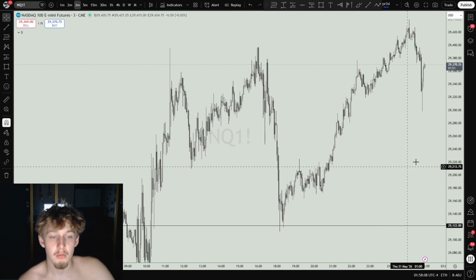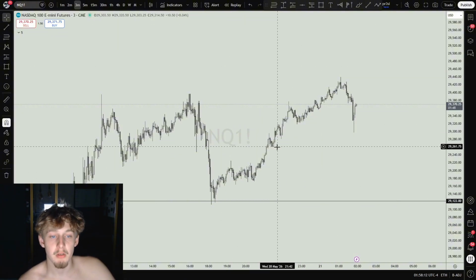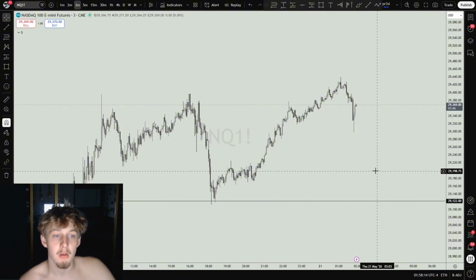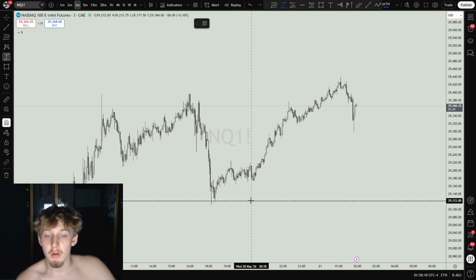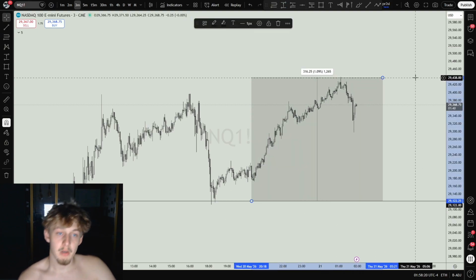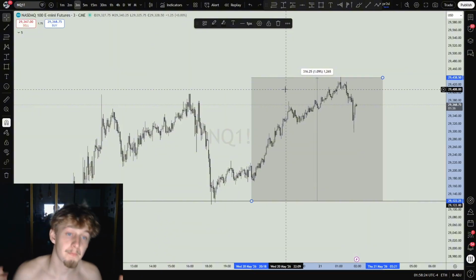But then afterwards, as you can see, we were chopping a little bit, pretty slow, but we did end up pumping really good off this level. And I know some people held all the way to here. So yeah, that's the overall breakdown of this level.